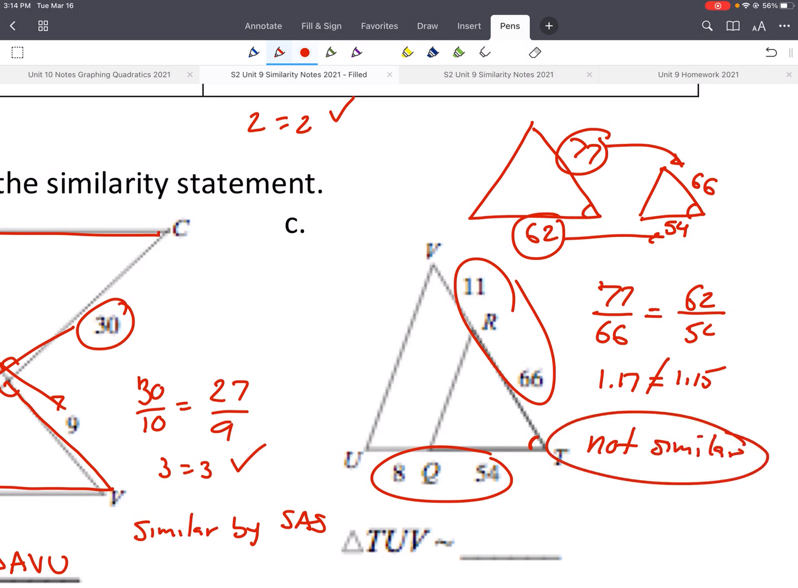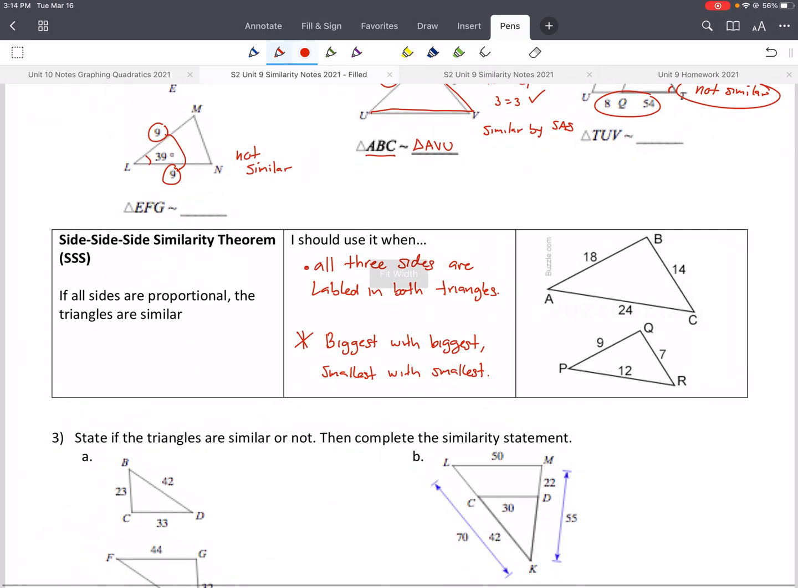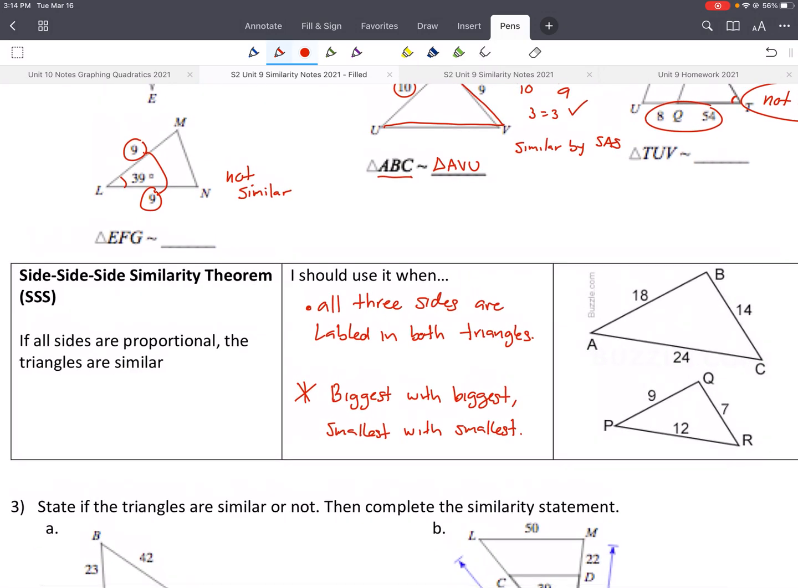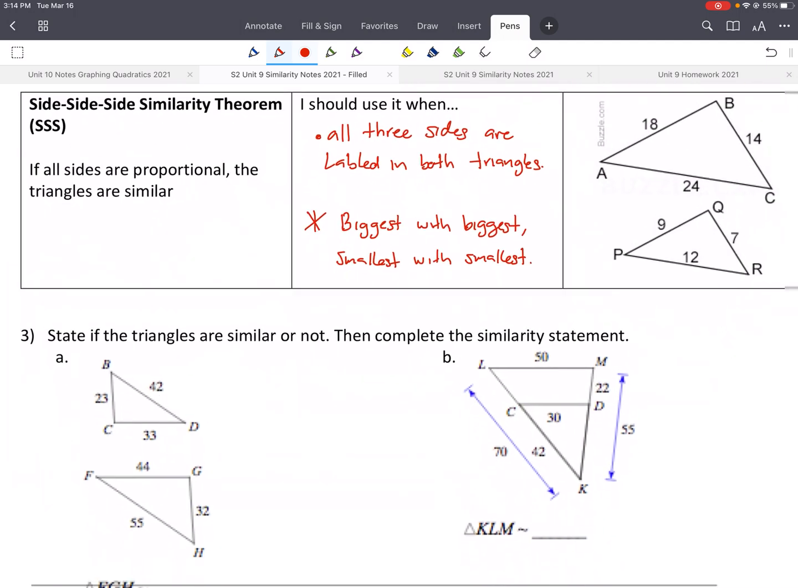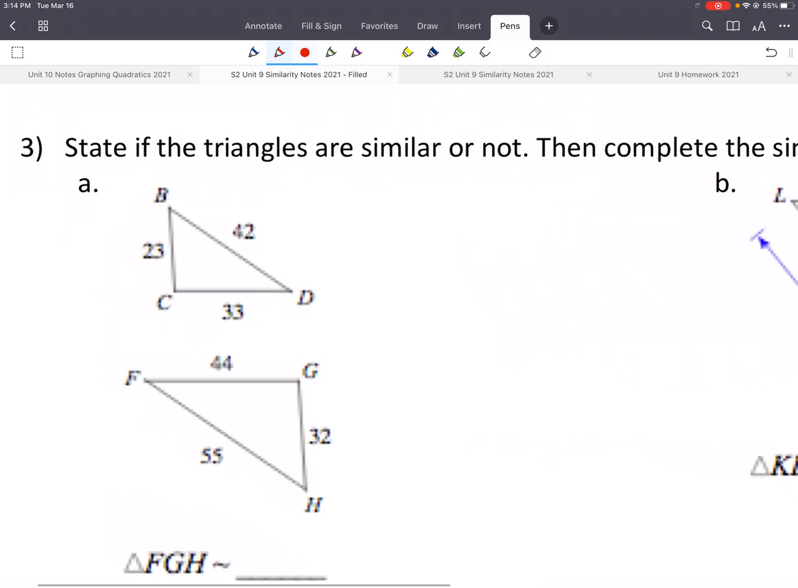Okay, the corresponding sides are not proportional. All right, and I think this is our last one, which is side, side, side. If all the sides are given and they are proportional, then the triangles are similar. You'll do this when you have all three sides labeled in both triangles. Okay, we'll maybe skip this example and go into this problem.